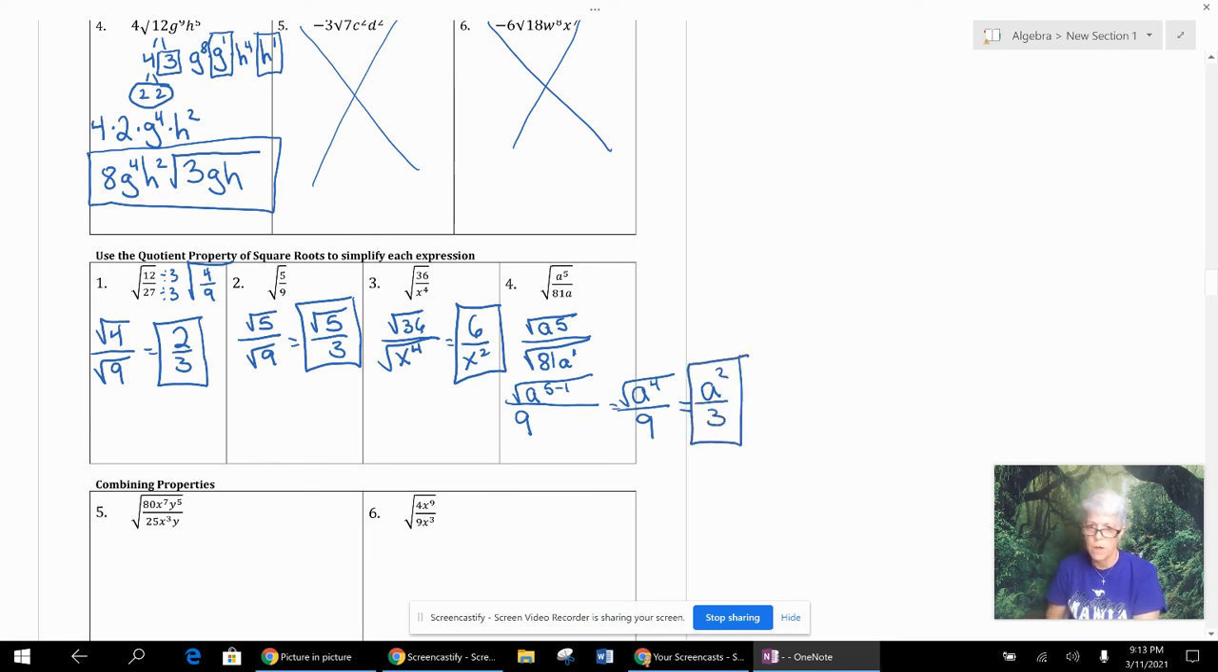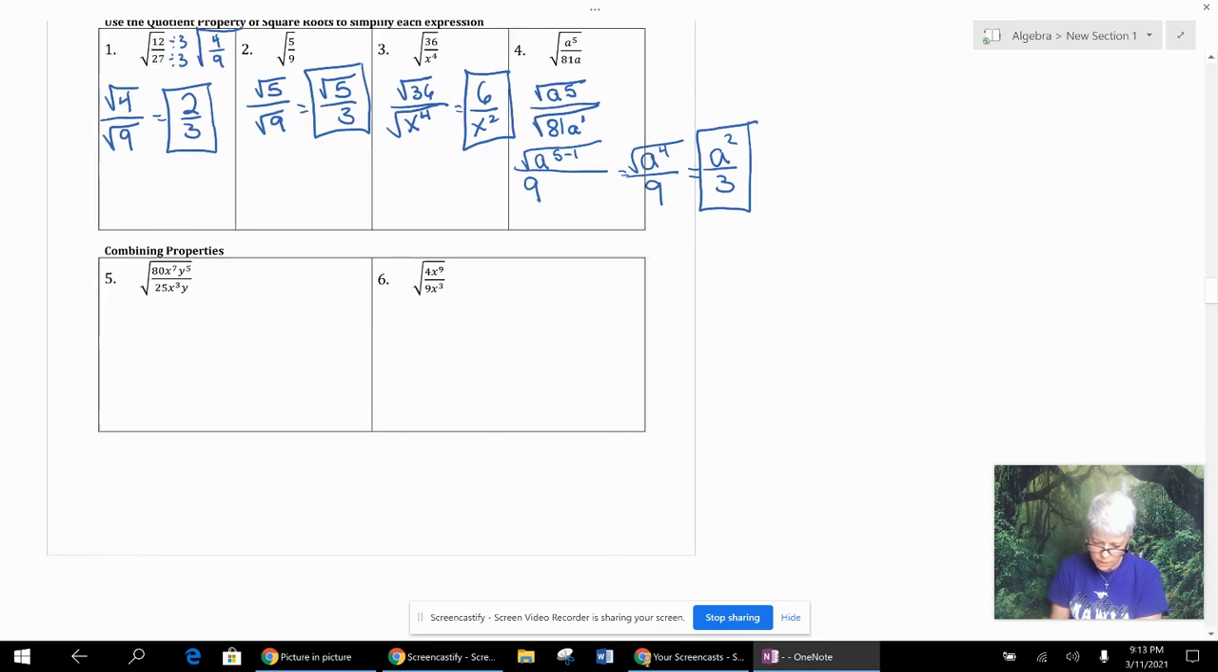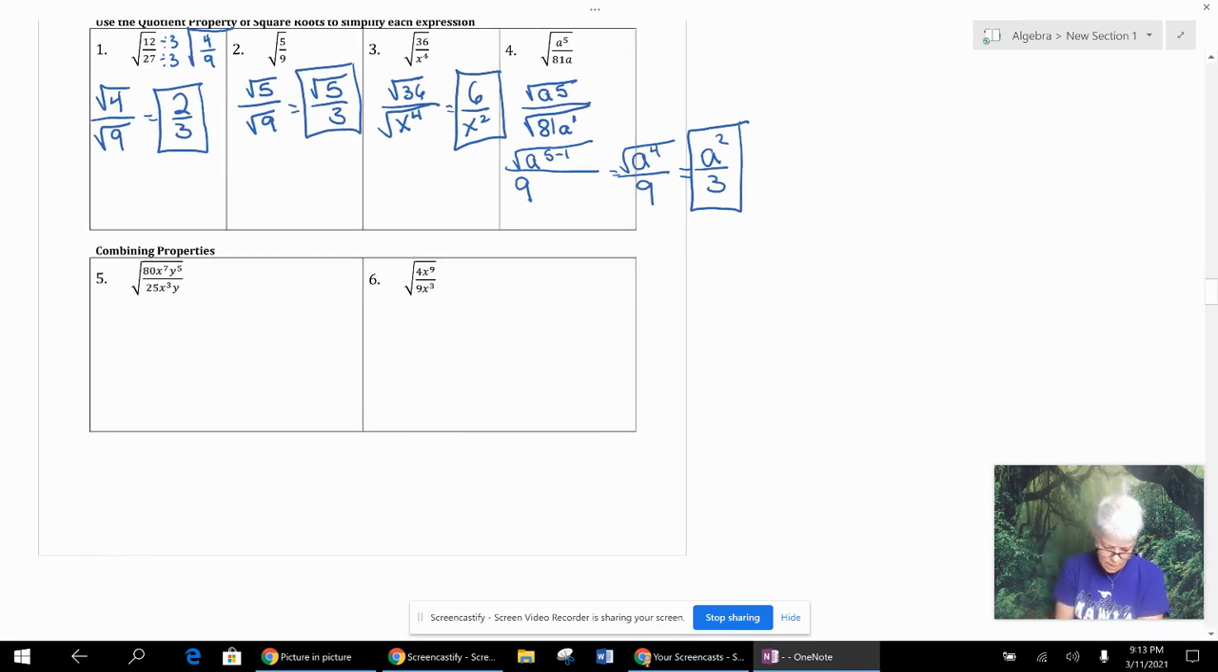There we go. Okay, I'm going to do just one more, just really crazy one. So you can see crazy. So here we go. Next one. I'm going to break this all down. Number 5, I have a square root of 80 over a square root of 25. I have x to the power of 7 over x to the power of 3. I have y to the power of 5 over a y.